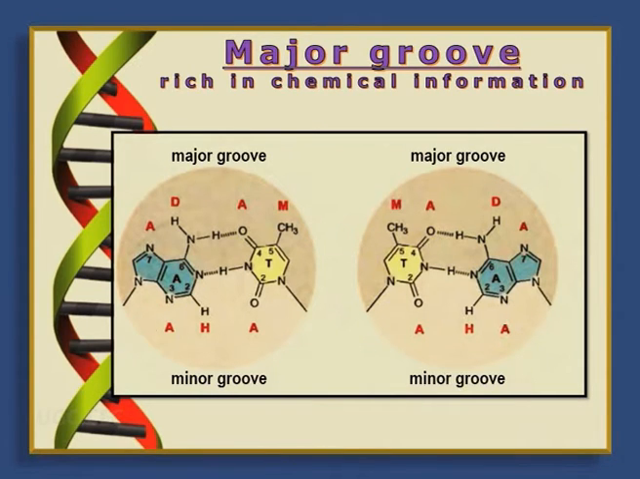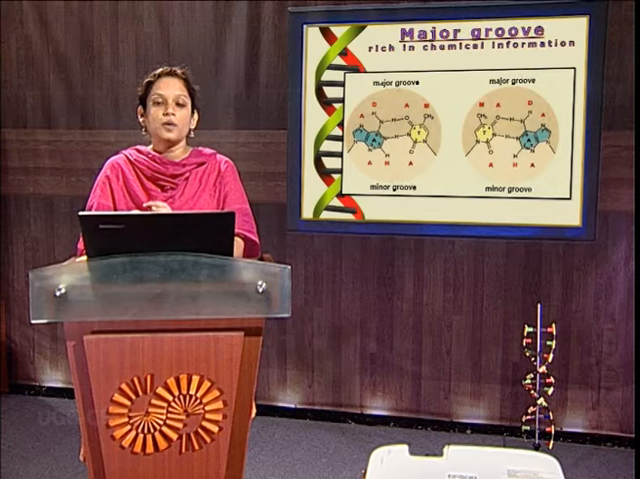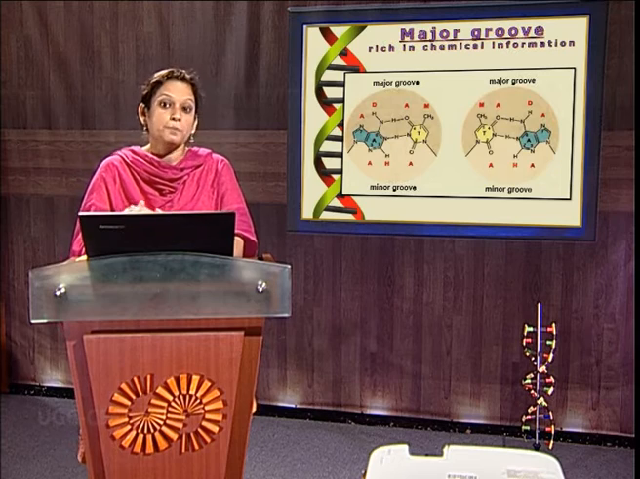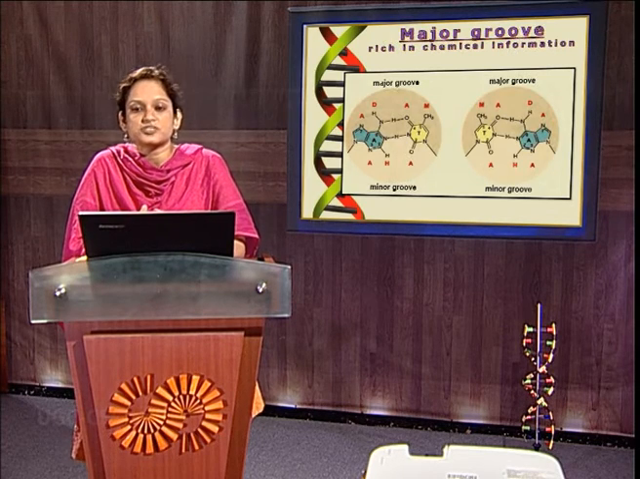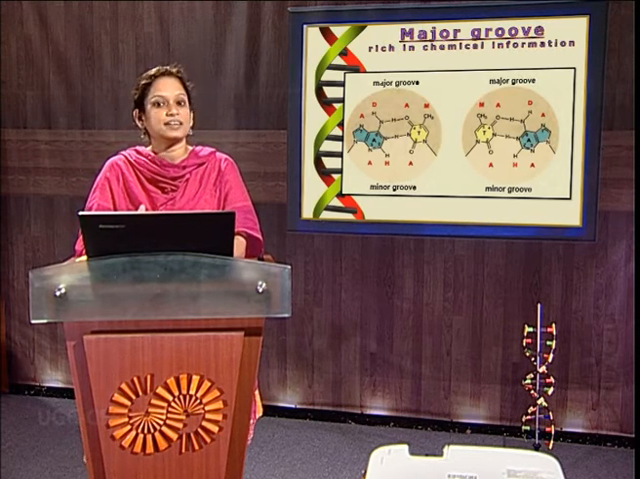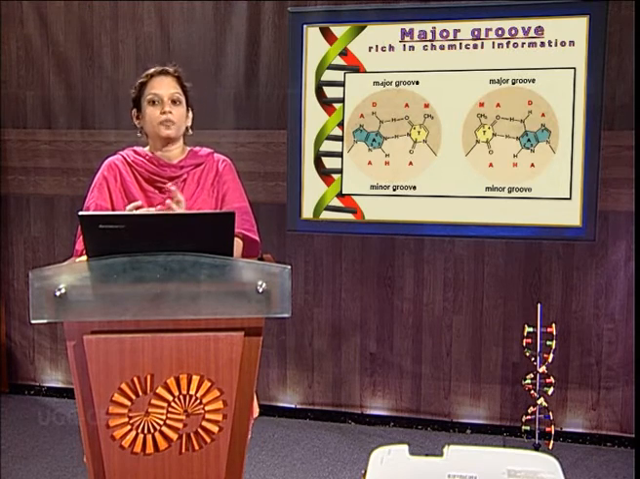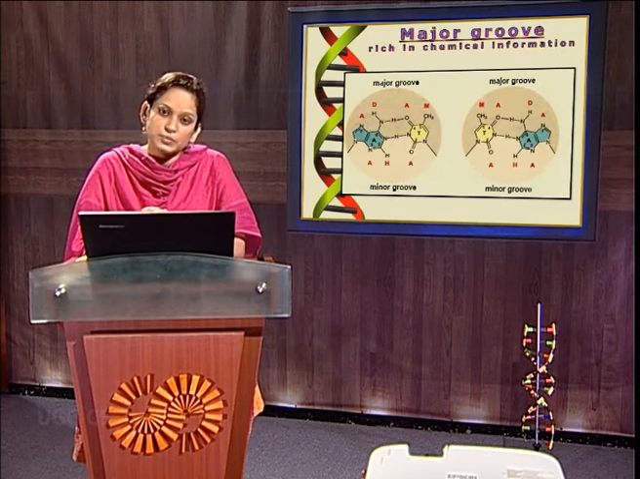Here A stands for hydrogen bond acceptor, D stands for hydrogen bond donor, again A stands for acceptor, and M stands for methyl group. Now, due to the difference in the pattern in the major groove site, we can differentiate whether it is an AT base pair or a TA base pair. Most of the DNA binding proteins bind to the major groove because it is rich in chemical information and it can read the base pair without opening and distorting the DNA double helix.